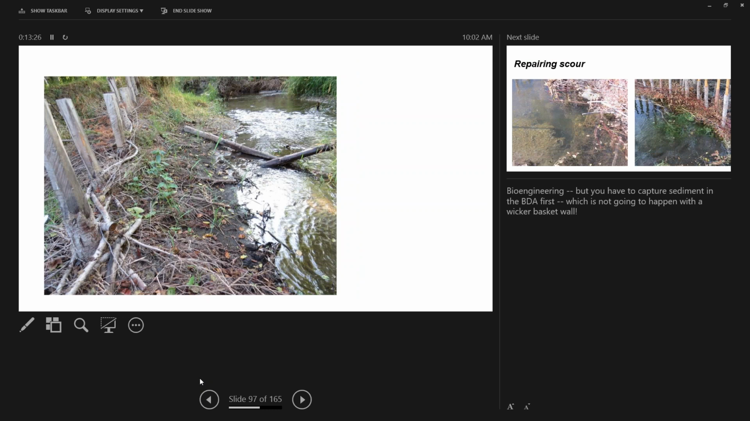Here's another one that you can just see. This was all conifer boughs last fall, and now it's just completely full of sediment and ready to plant.